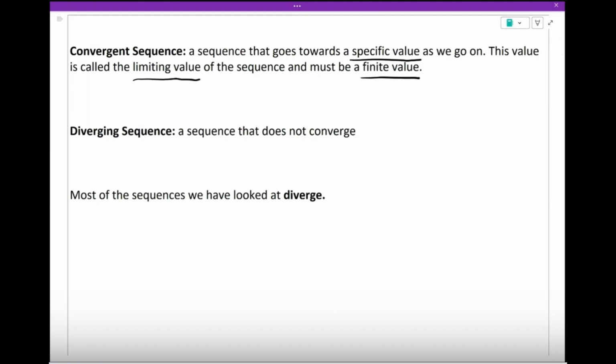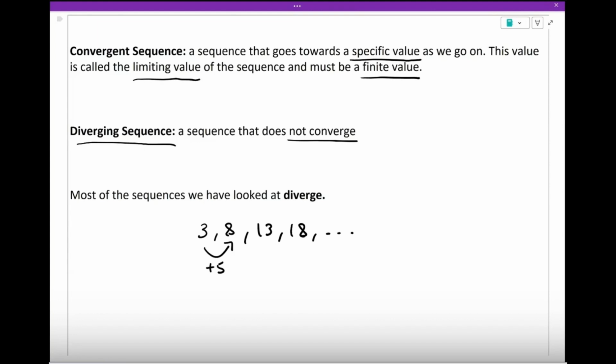Any sequence that doesn't converge would be called a diverging sequence. Most of the sequences we have looked at diverge. For example, if we take the sequence 3, then 8, then 13, then 18, and so on, an arithmetic sequence, we're adding 5 each time. If we keep adding 5, we're just going to get bigger and bigger. We're not going towards one specific finite value, therefore this would be a diverging sequence.